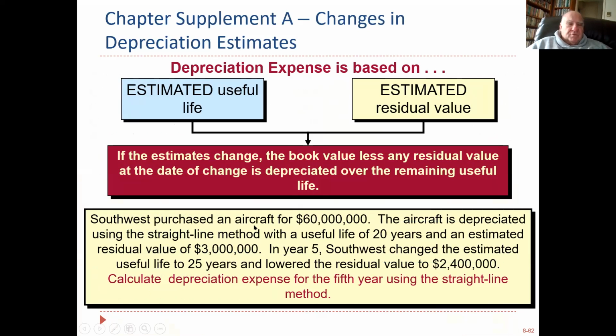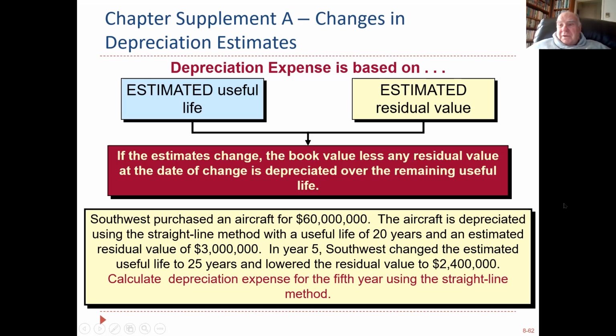Southwest purchased an aircraft for $60 million. Depreciated straight line of 20. Boy, we've seen this all day today, huh? In year five, they changed the estimated life from 20 to 25. And they changed the residual value from 3 million to 2.4. Your assignment, if you choose to accept it, calculate the depreciation expense for the 5th year using straight line.